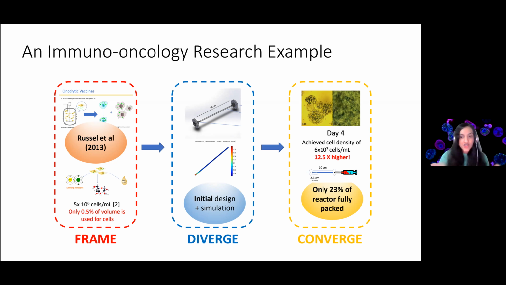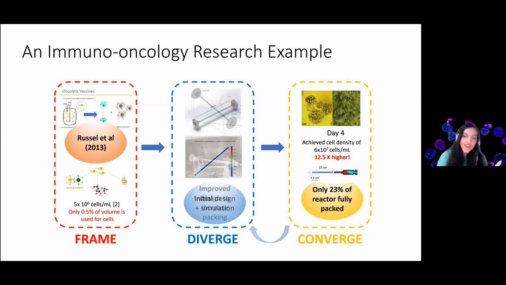We then designed an initial prototype and we tested it with actual cells. So these are cells called Vero cells, which are from monkeys. And these cells are capable of producing that oncolytic vaccine I talked about earlier. So we actually cultured these cells in our first iteration of the bioreactor, and we were able to achieve 12.5 times higher cell density, which was really promising. But even then, this device could be improved because only 23% of our bioreactor was fully loaded. There was still a lot more space and ways for us to improve this loading efficacy.